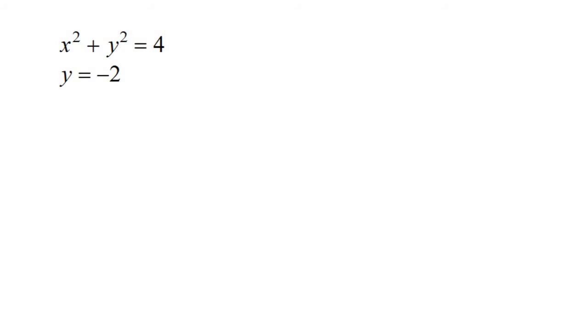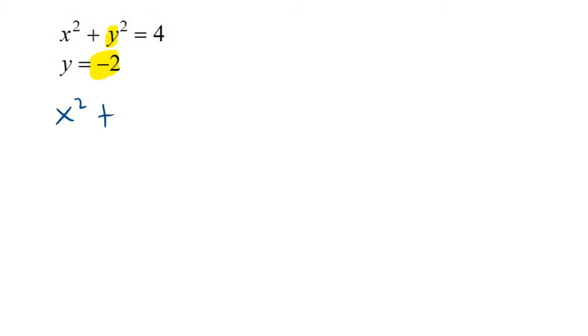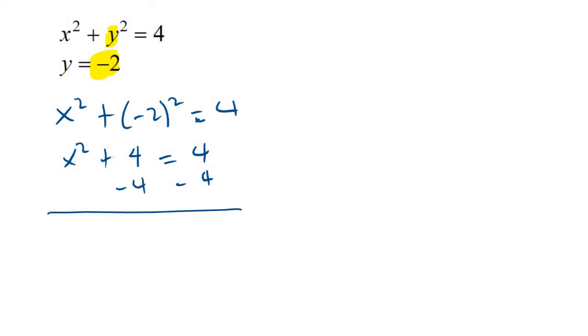We're going to use the same method of substitution. We're just going to substitute y equals negative 2 into the first equation. So that will be x squared plus negative 2 squared equals 4, and then x squared plus 4 equals 4, because negative 2 times negative 2 is 4. We can subtract 4 from both sides, which leaves us with x squared equals 0.